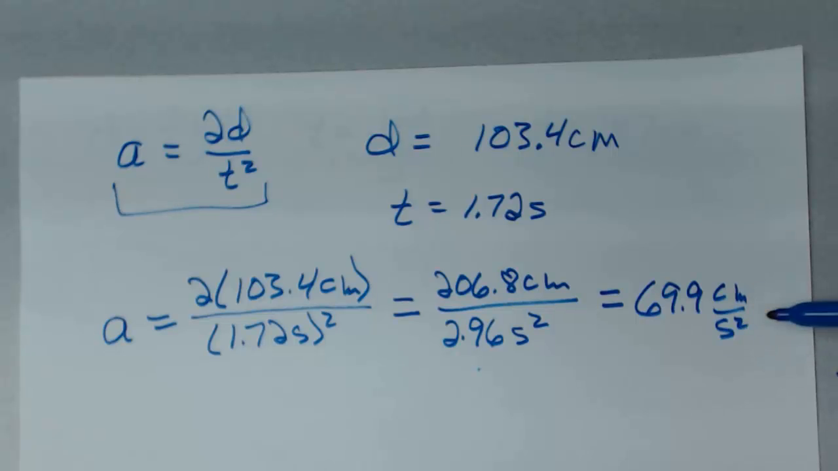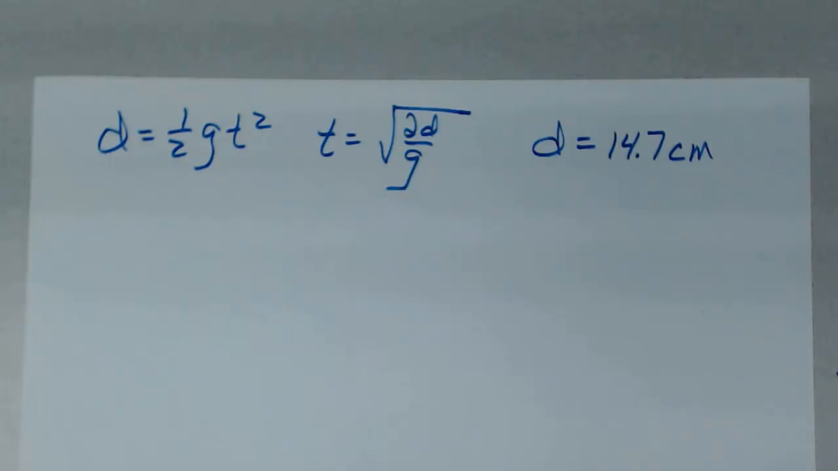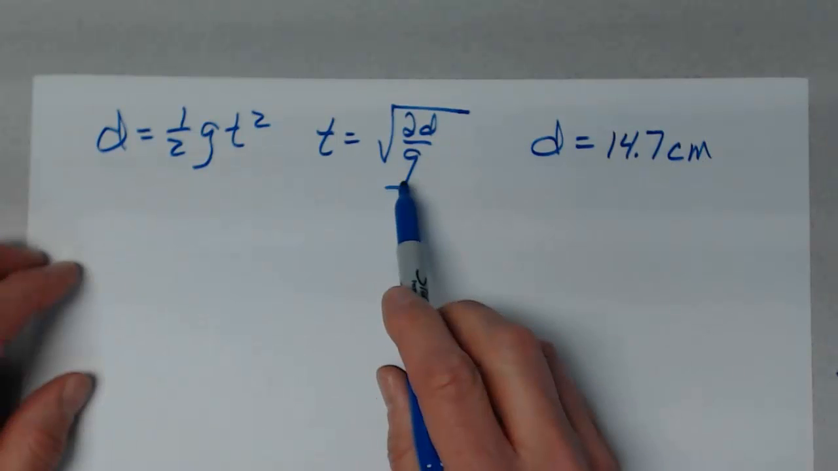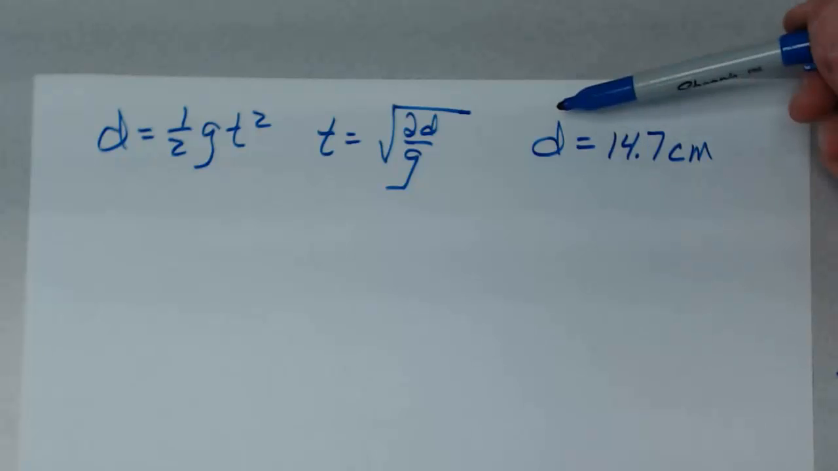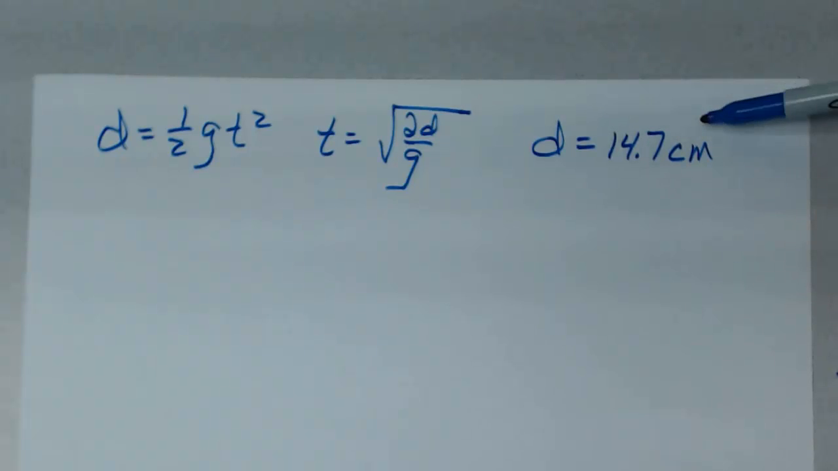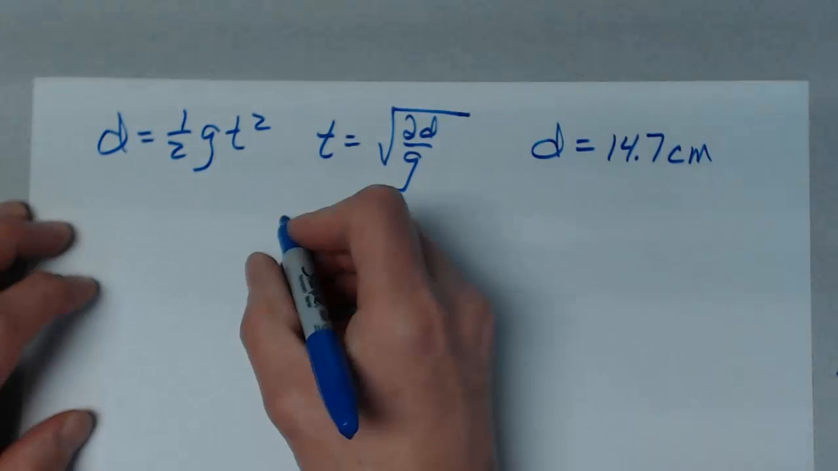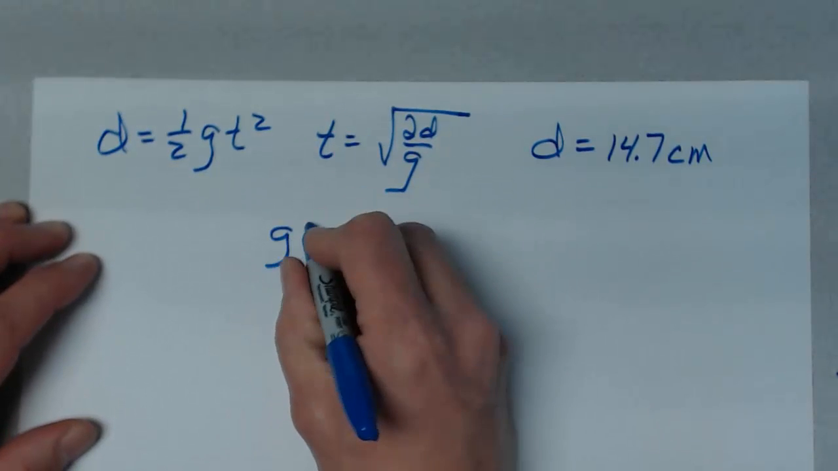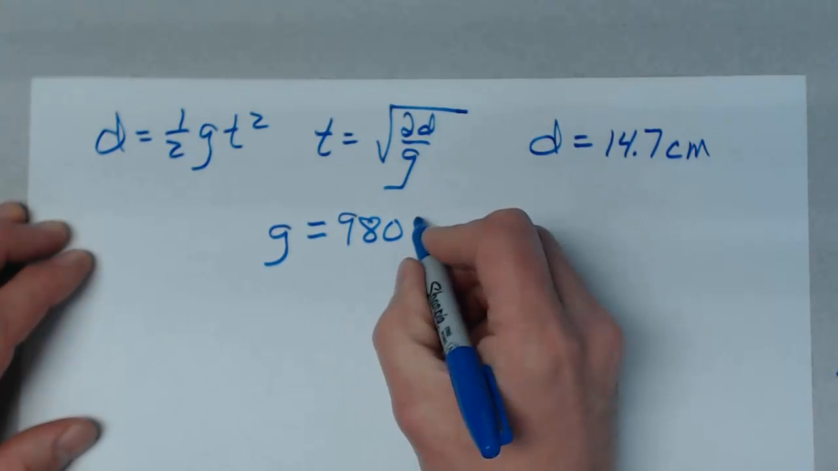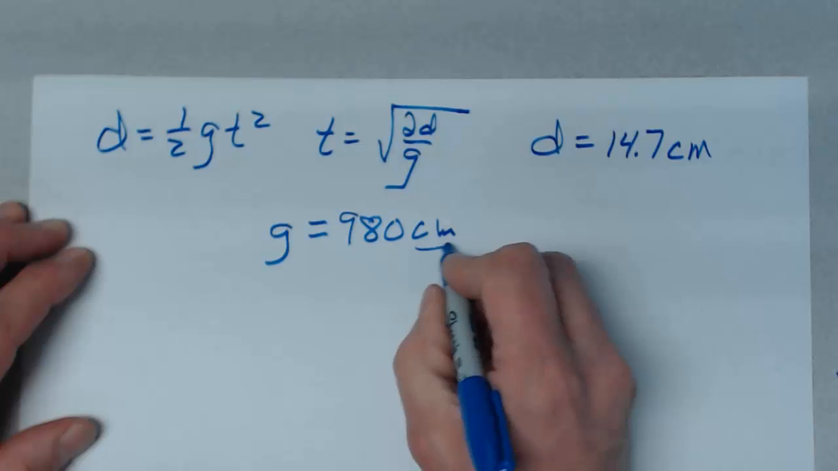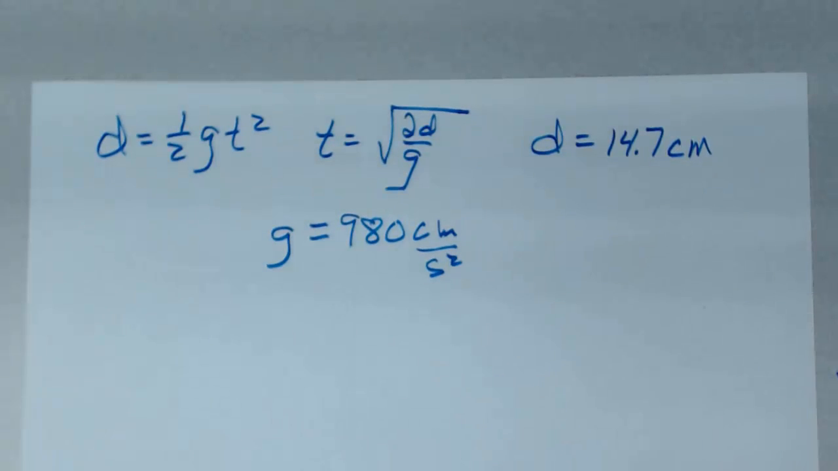So by keeping track of the units all the way through, I end up with correct units for an acceleration. Later in the lab, you dropped pieces of paper and used that to calculate your reaction time using this formula here. Typical student distance when you calculate the average distance might have been 14.7 centimeters. And for this calculation, I had you use an acceleration due to gravity of 980 centimeters per second squared.